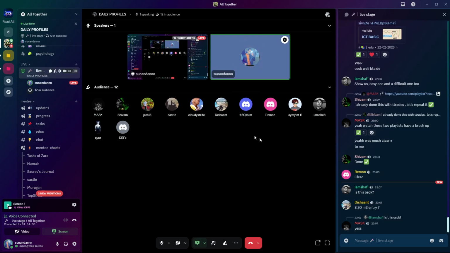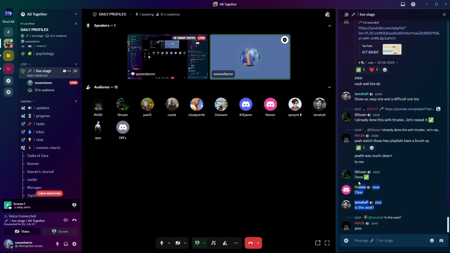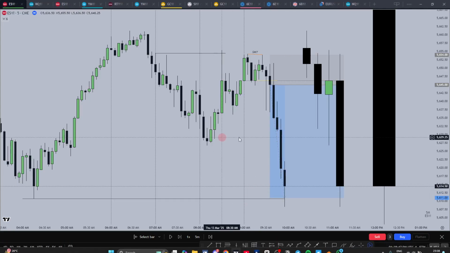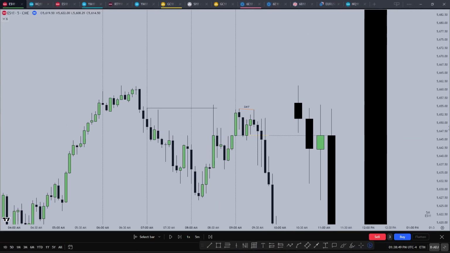How would you frame Asia reversal? Clear? Yes, all these are OSAK entries. Somebody wrote something about 8:30, but it got deleted. I don't know who it was. If this example is clear, I will move to another one.